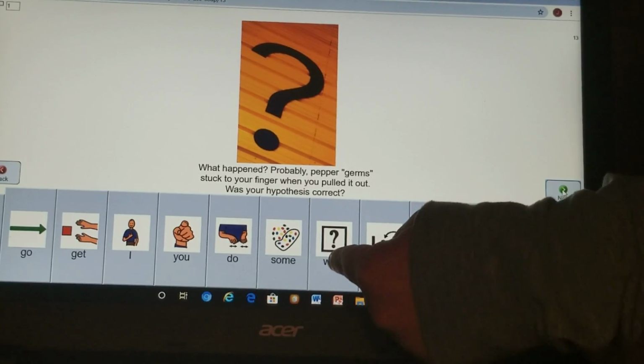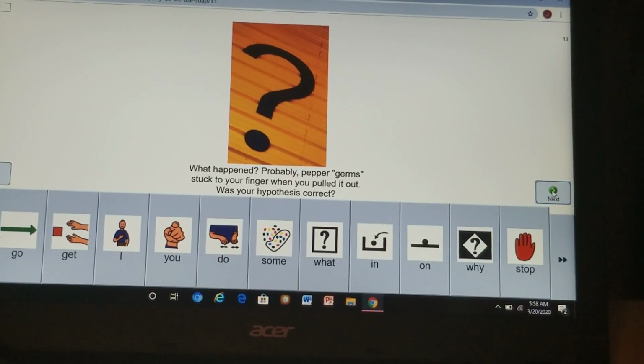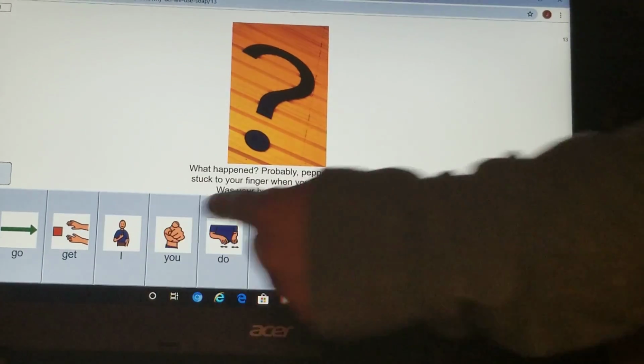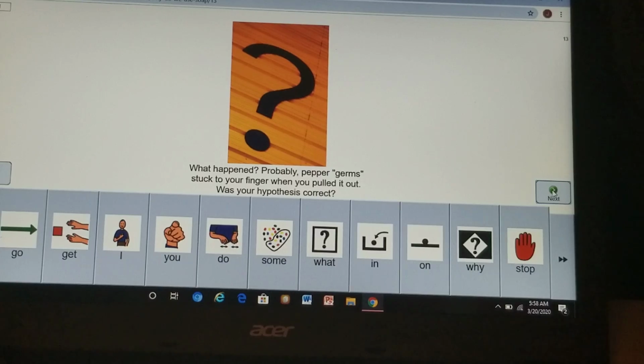What happened? Probably pepper germs stuck to your finger when you pulled it out. Was your hypothesis correct? Now, anybody who thought that the germs would stick to their finger when they pulled it out, you were correct. Your hypothesis or your guess was correct.